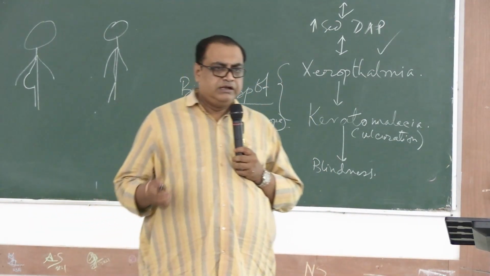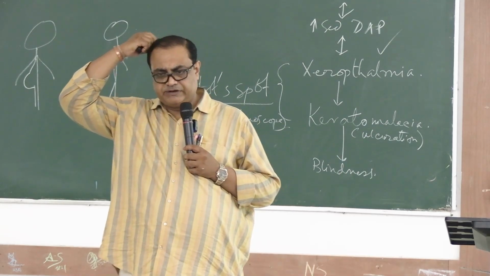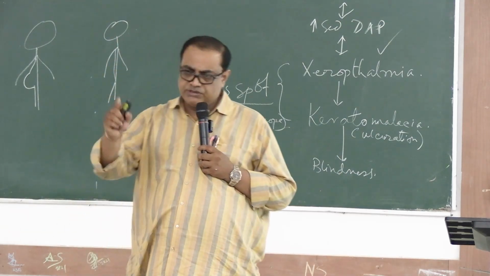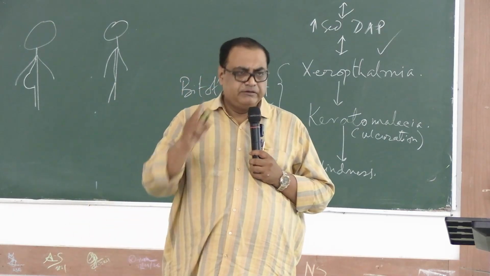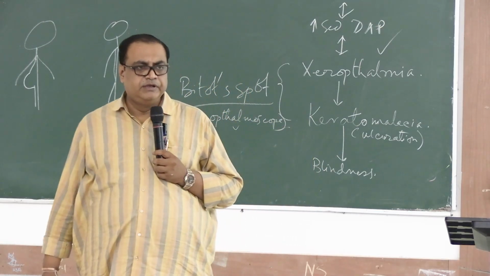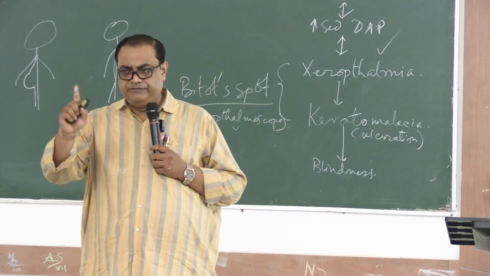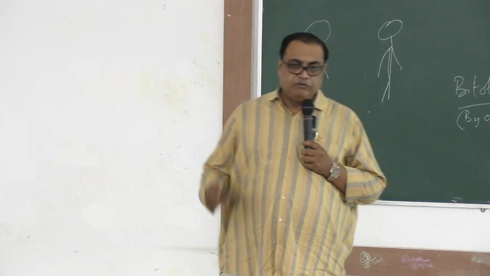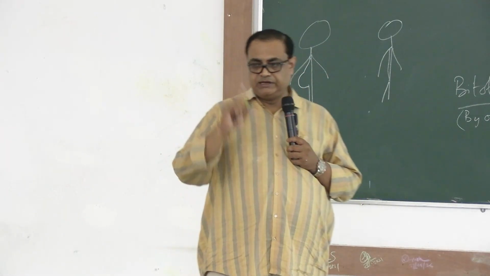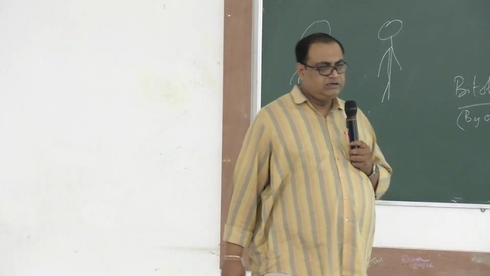Any question? Okay. The takeaway points from this chapter: try to remember the sources, RDA, biochemical function, deficiency manifestation, toxicity manifestation, and most importantly, Wald's visual cycle.